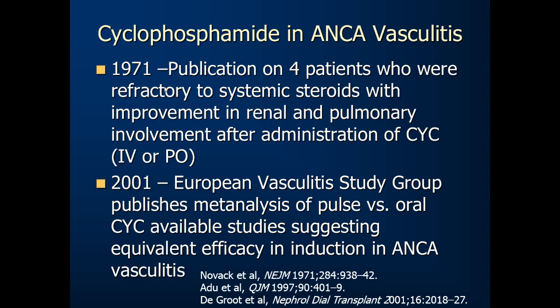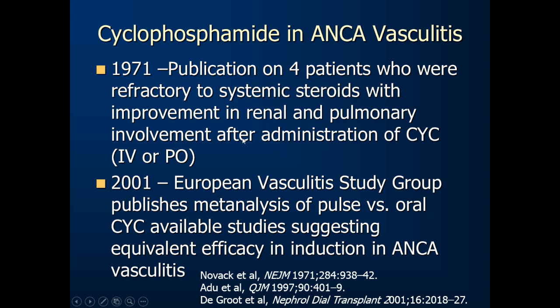Okay. So in cyclophosphamide and ANCA vasculitis, in the early 70s, there was a publication on 4 patients, and this is when there was nothing else, patients were getting systemic steroids. The ones who didn't respond to that were dying. And so they really did not have anything else. And so when patients started to be treated with this, it was a huge change.